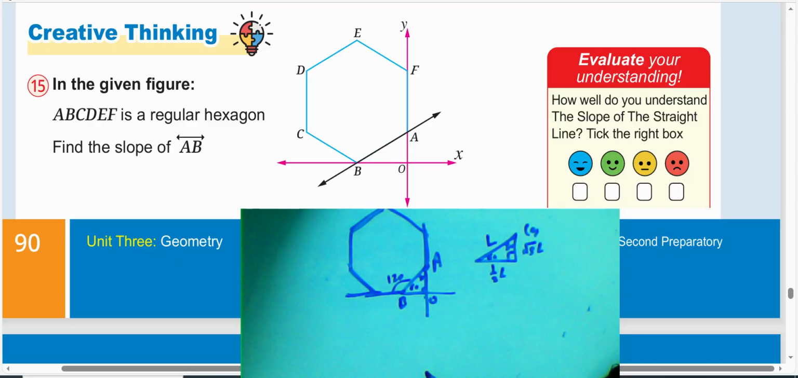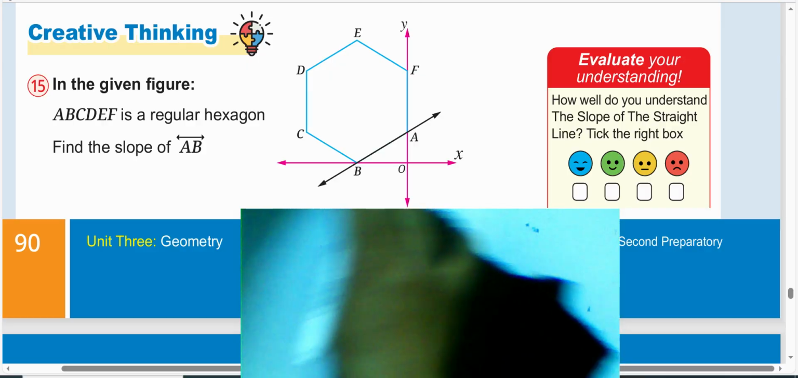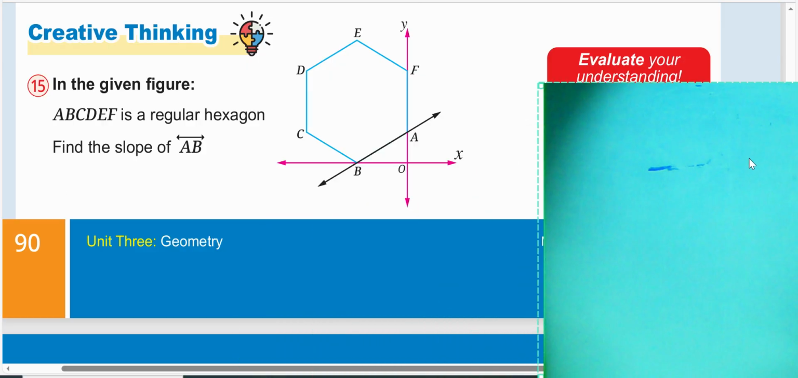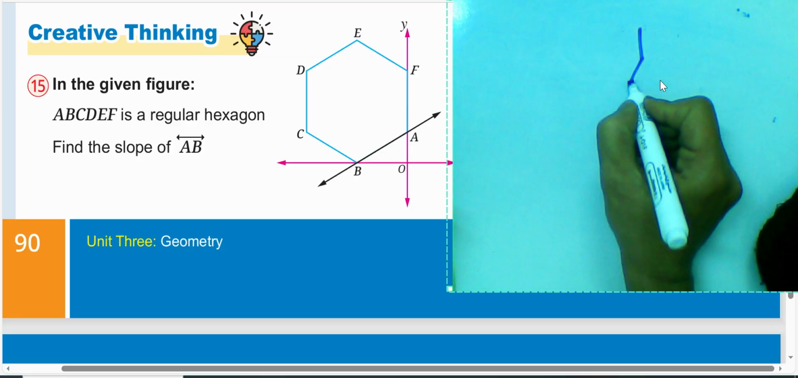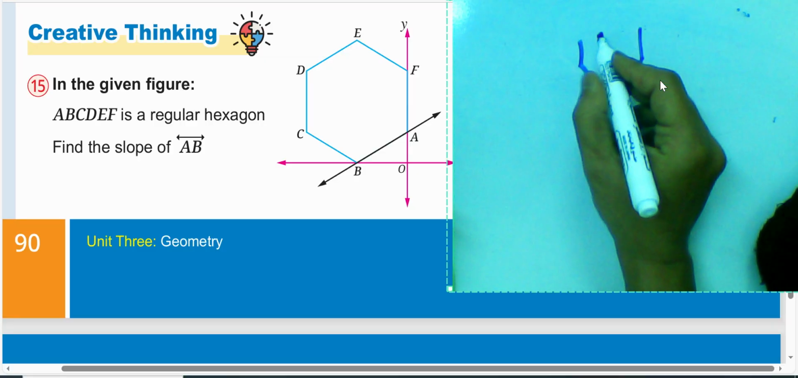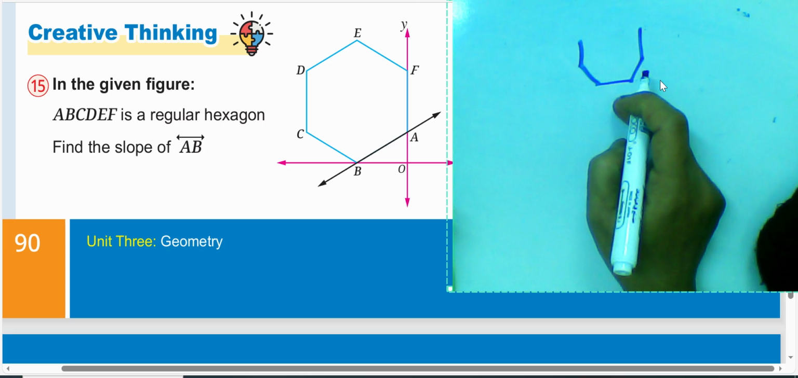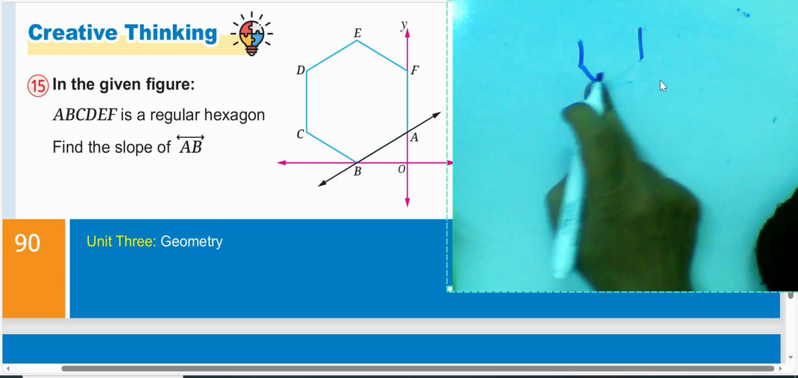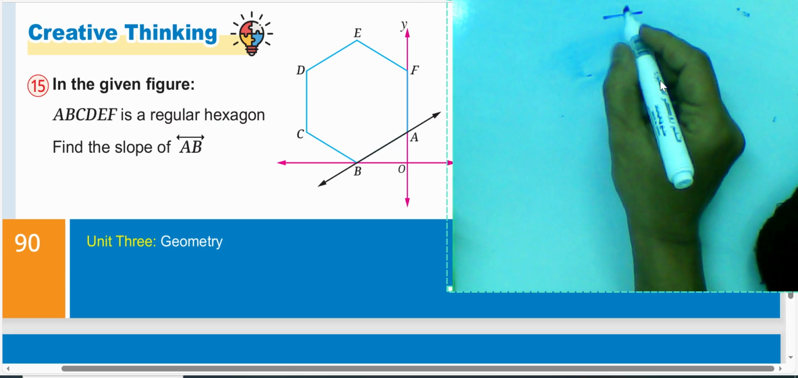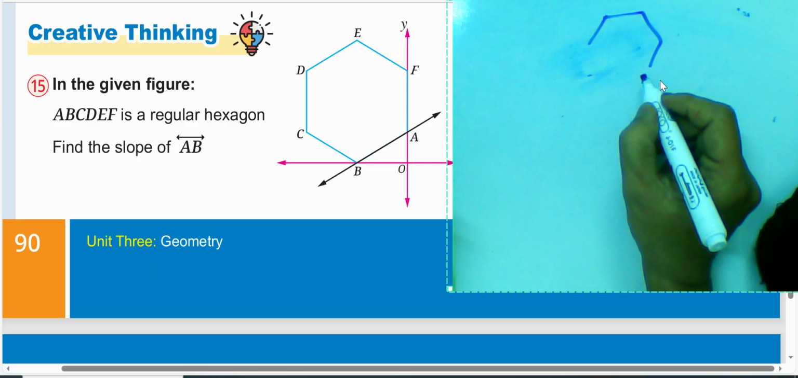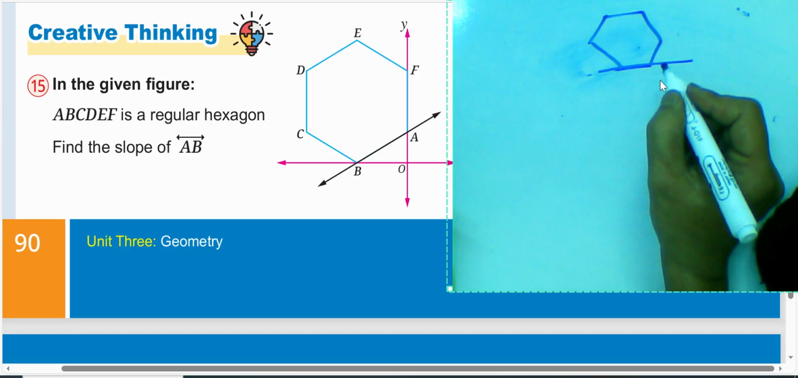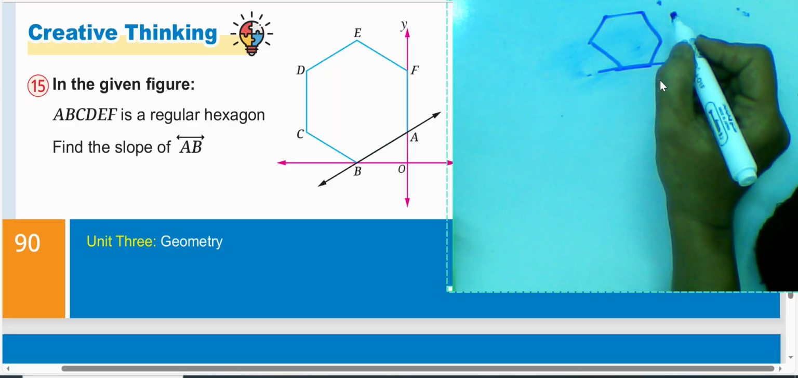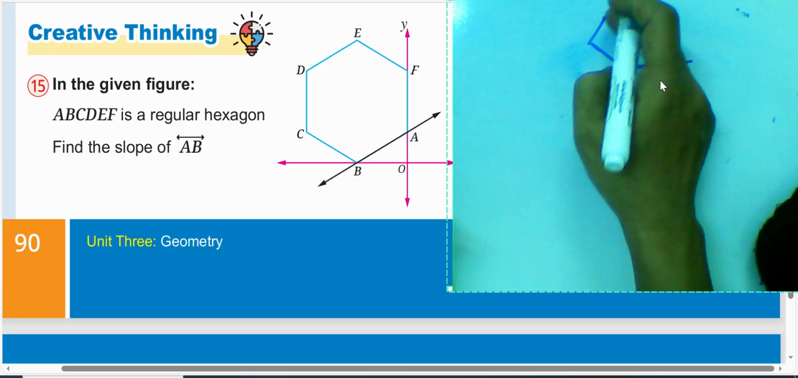Understood, my students? Or should I explain it again? Okay, pay attention. I will explain this again so you understand. We have a hexagon here. Listen: 1, 2, 3, 4, 5, and 6. This hexagon has six vertices.